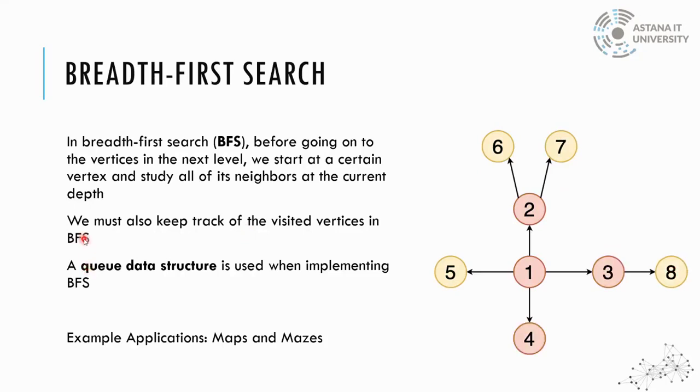So again, in here also, we must keep track of visited vertices because we could have some loops. Yeah, in here, in this example, we don't have any loop. But let's say that this 7 was linked to this 3, or this 3 linked to 7, then there's no reason to look at 7 from part 3, because we've already seen that 7 from 2. In order to implement the breadth first search, we use queue data structure. The example of usage is maps, like Yandex or Google Maps and so on. And it also might be mazes.